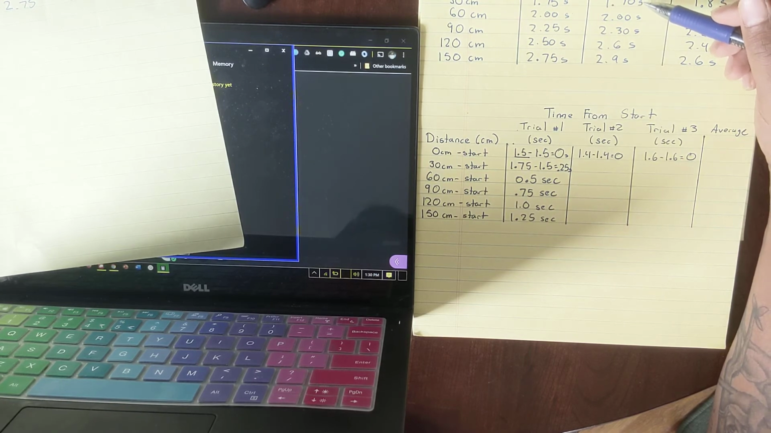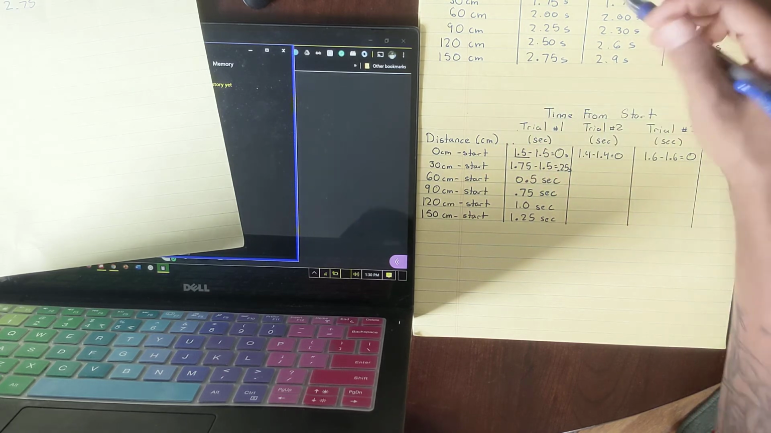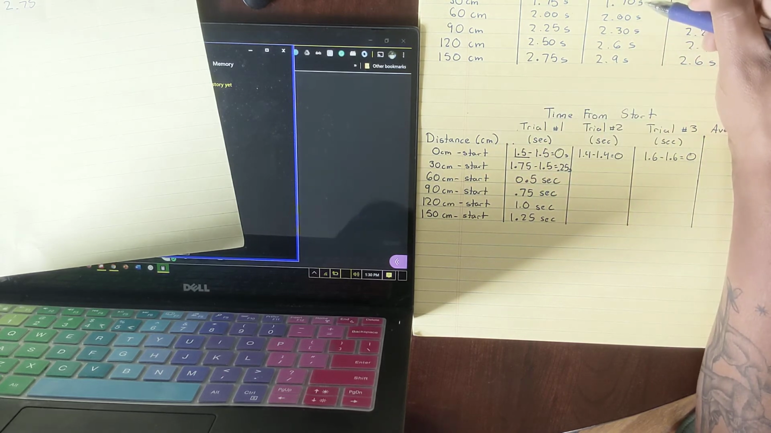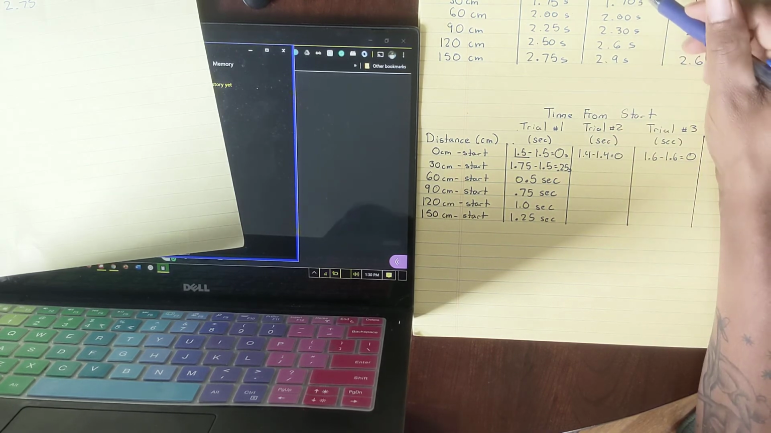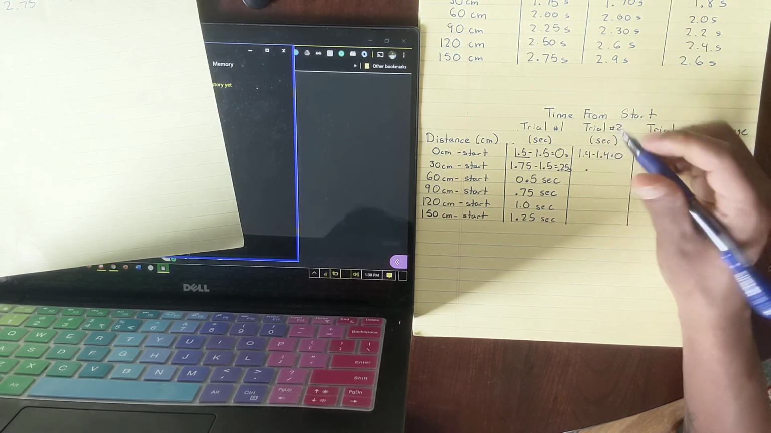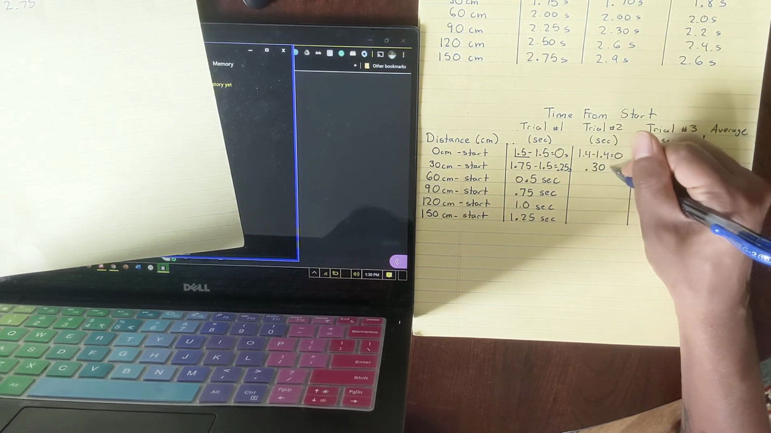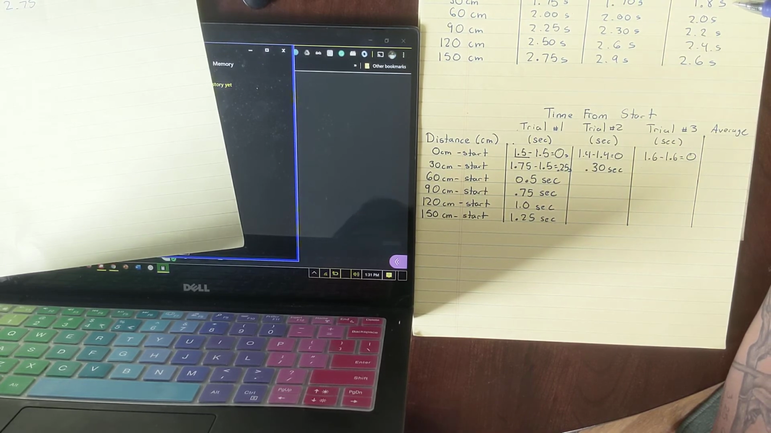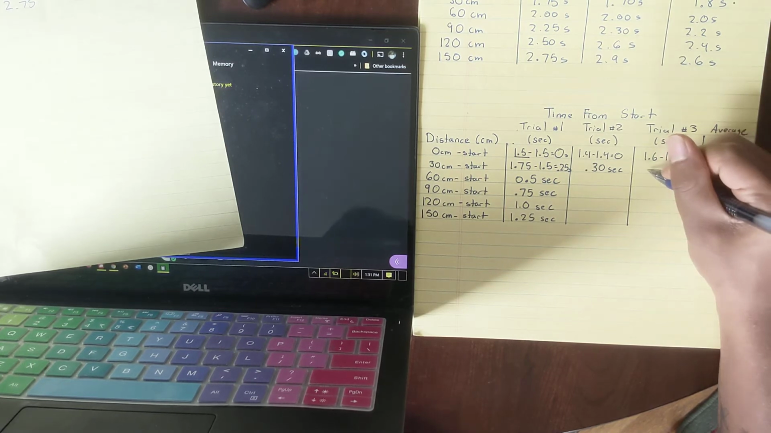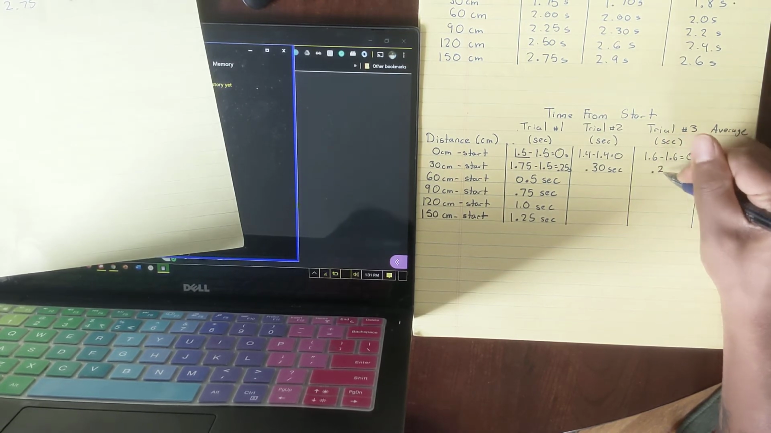So we're going to fill out the 30 across all of them. So trial 2 hit 30 centimeters in 1.7 seconds. We subtract the start time. 1.7 minus 1.4 is 0.30 seconds. Okay, and for trial 3, it hits 30 centimeters at 1.8 seconds. 1.8 minus 1.6 is 0.2 seconds.